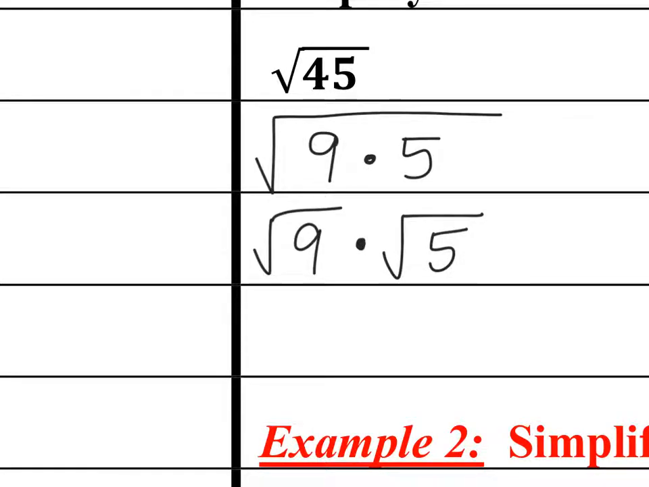What is the square root of 9? 3. So we write this as 3 times the square root of 5. But when we write this, we normally don't put that multiplication symbol in there. So if you've got a pencil, this will work out well for you. We would write it as 3 root 5, with no multiplication in between.